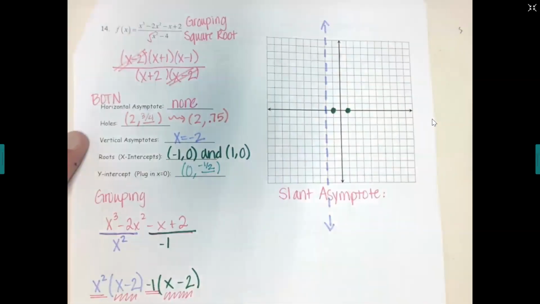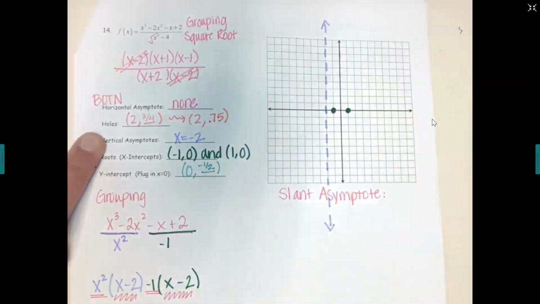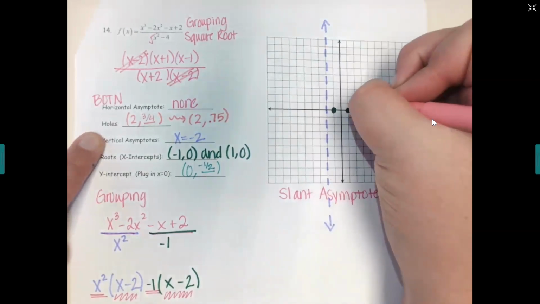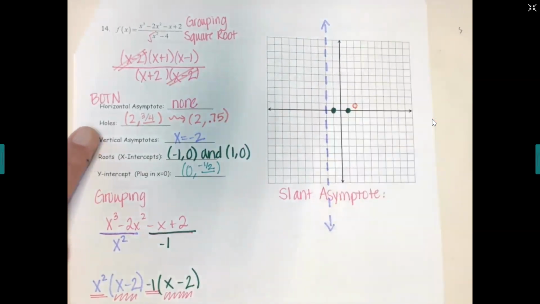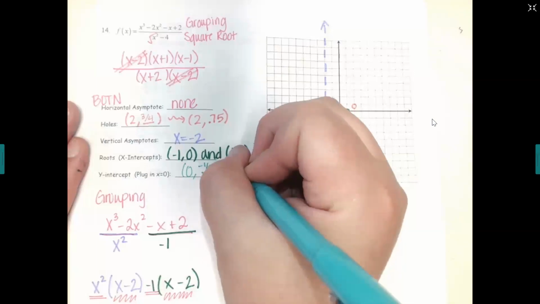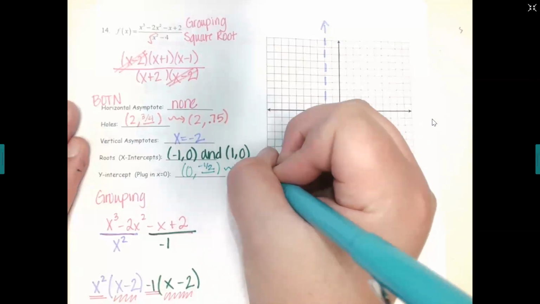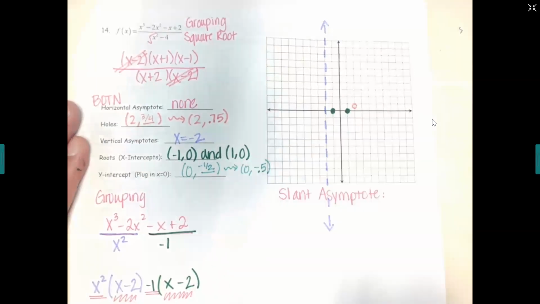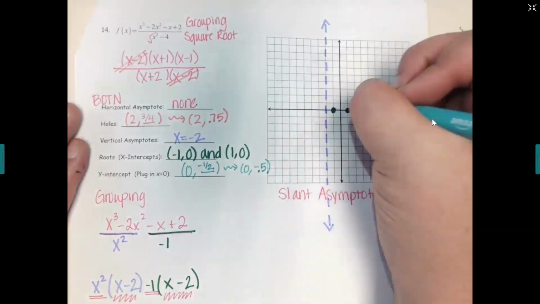So let's draw that hole in. Go to 2 and then go up 0.75 of the box, not the whole way up, but a little bit above half. Then your y-intercept is 0, -1/2. If you want to decimal that, that'd be 0, -0.5. So that'd be right here.